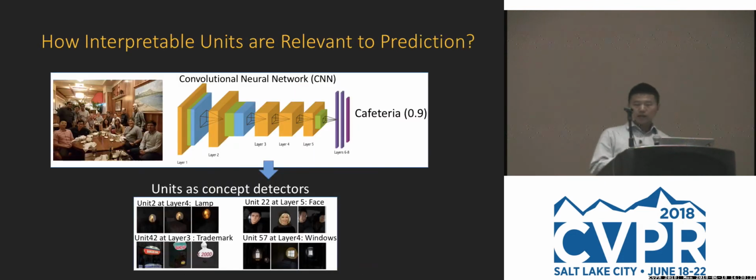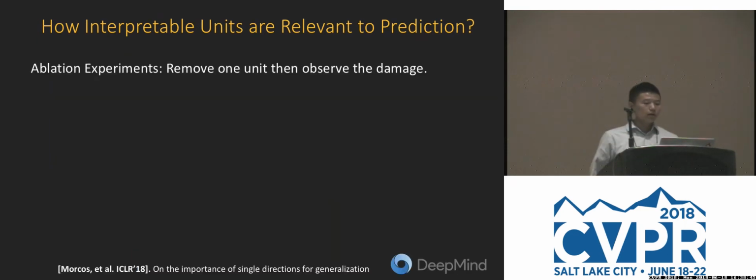So I would like to look into another relevant question. How are the interpretable units relevant to the final prediction? From the previous work, we see that a lot of interpretable units emerge from the network trained for visual recognition. However, how are they relevant to the final prediction, and do they contribute more or less than the non-interpretable units? So recently, DeepMind has an ICLR paper this year.